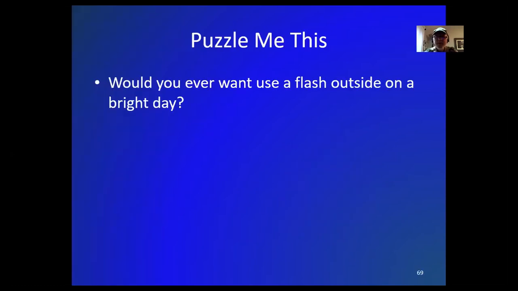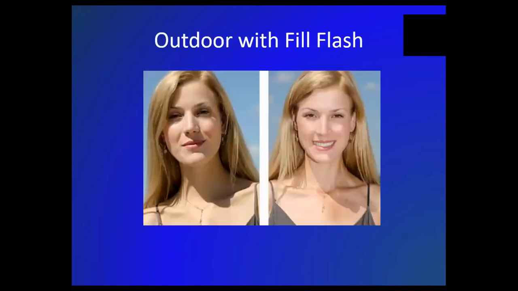So, puzzle me this. Would you ever want to use flash outside on a bright day? No. There's no purpose necessary. Because you have natural light, and natural light is always better because it's evenly spread among the whole area rather than flash, which covers the subject that is first in the scene. Okay. Then is there anybody that says you would use flash out on a bright day? Nobody. Okay.